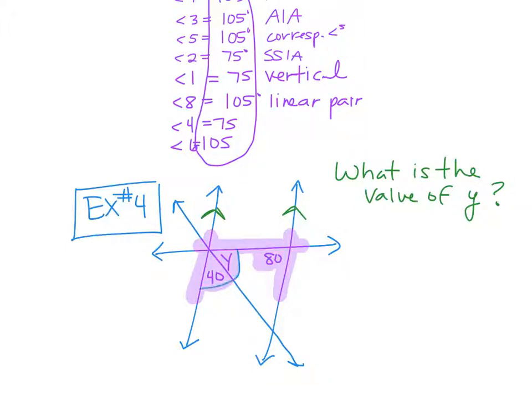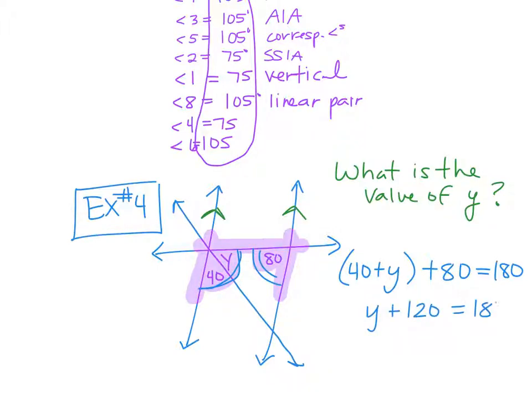So bigger picture, right? This angle and that angle are same side interiors, which means all of that put together has to add up to what? 180. So you would say that 40 plus y, right, that's the one angle, plus 80, which is the other angle, is going to equal 180 degrees. Okay, then from there you just simplify. So y plus 120 equals 180. Take away the 120, so y is going to be 60 degrees. Questions on that?